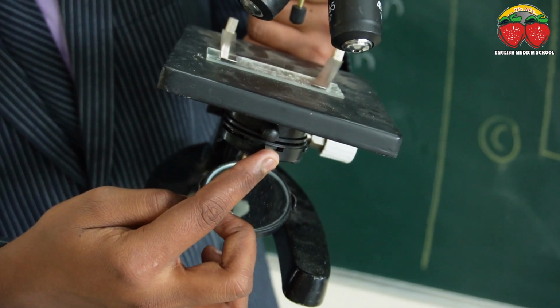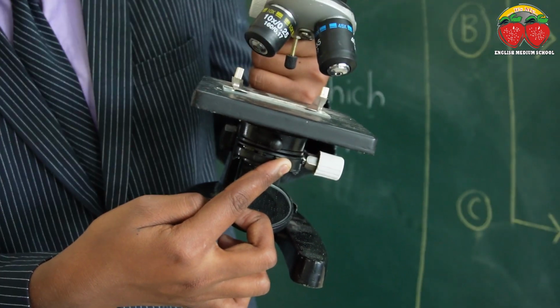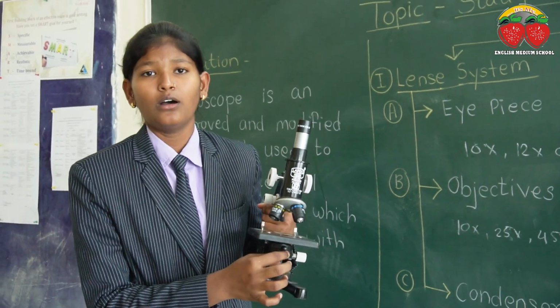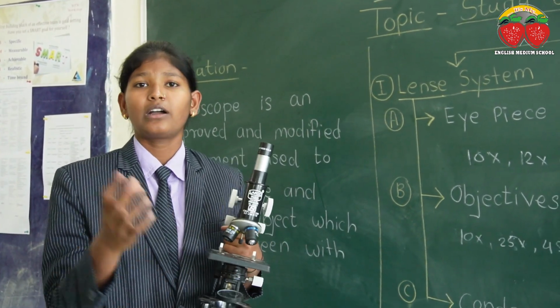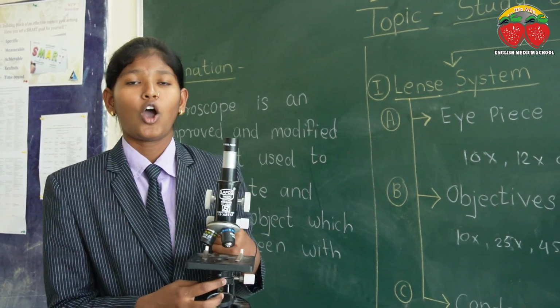Now the third lens system is the condenser. It consists of a condenser lens system. It is beneath the object which is placed on the stage of the microscope. It collects and focuses the light rays on the object.